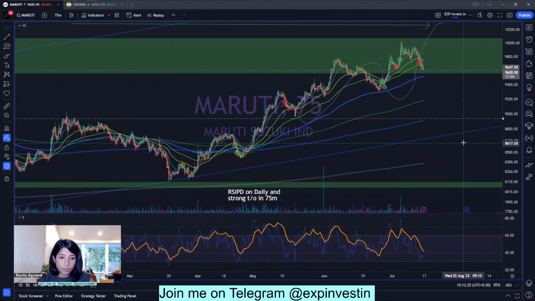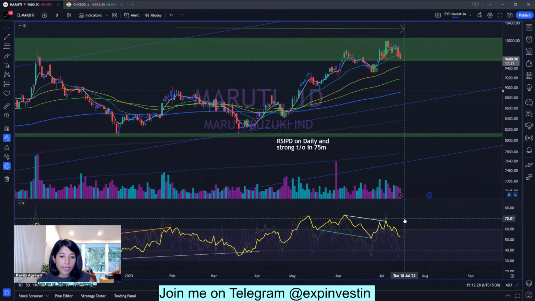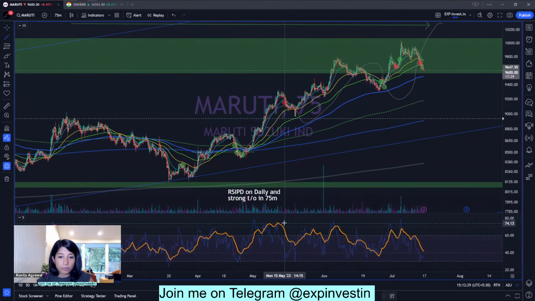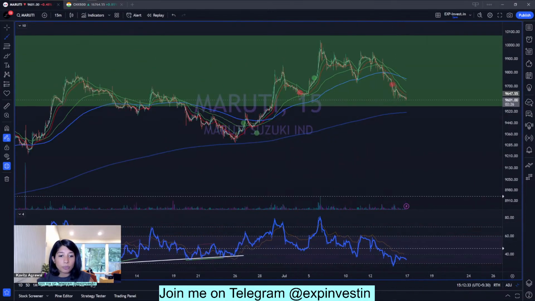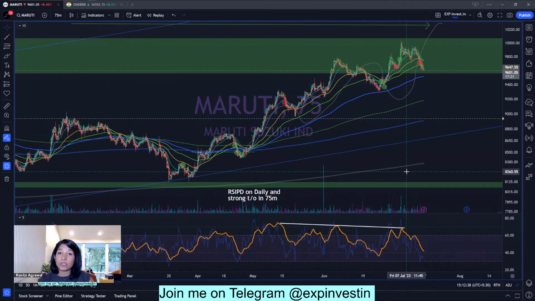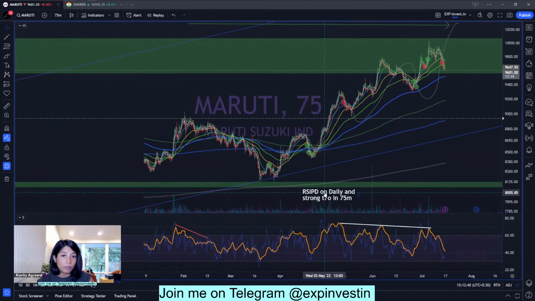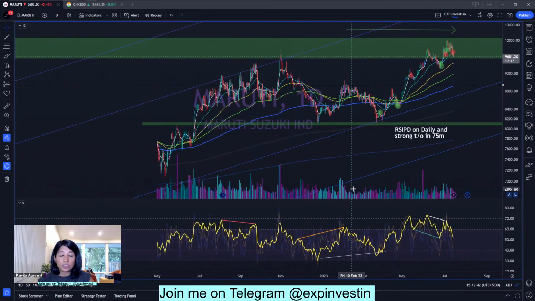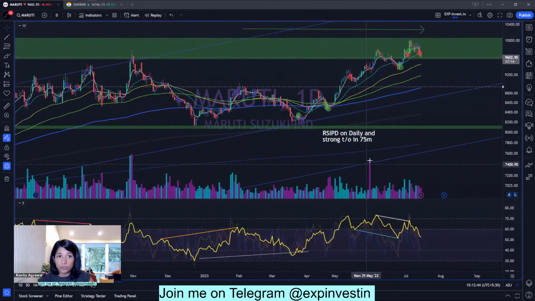Like I said, there are negative divergences building up on the charts of Maruti, and because of that, I am no longer comfortable holding on to a long position. I can see negative divergences building up on the daily, 75 and 15-minute time frames. So if you have a long position, I would suggest that you get out of it while you are still in profit. And if you want to make a fresh long position, then I would suggest you not do it right now.